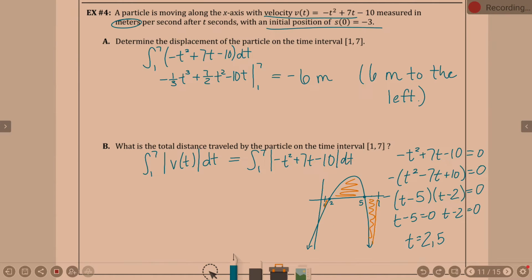So I'm going to break this integral up into the integral from 1 to 2 of the absolute value of v of t dt plus the integral from 2 to 5 of the absolute value of v of t dt plus the integral from 5 to 7 of the absolute value of v of t times dt.